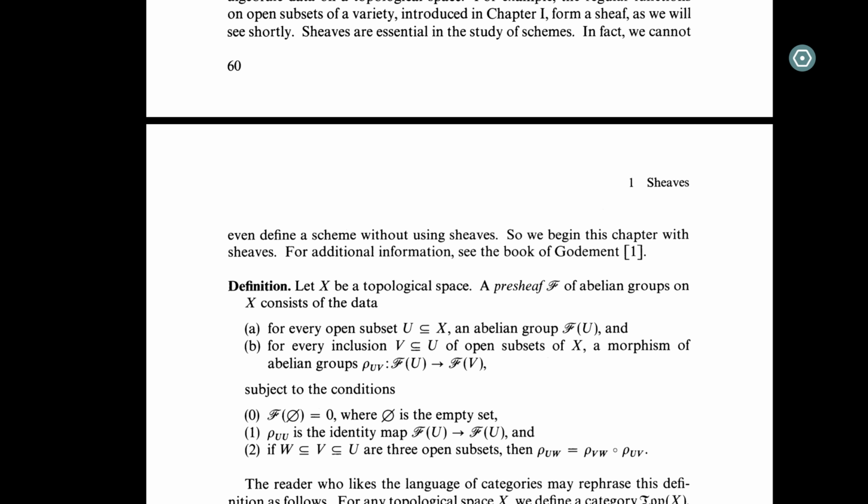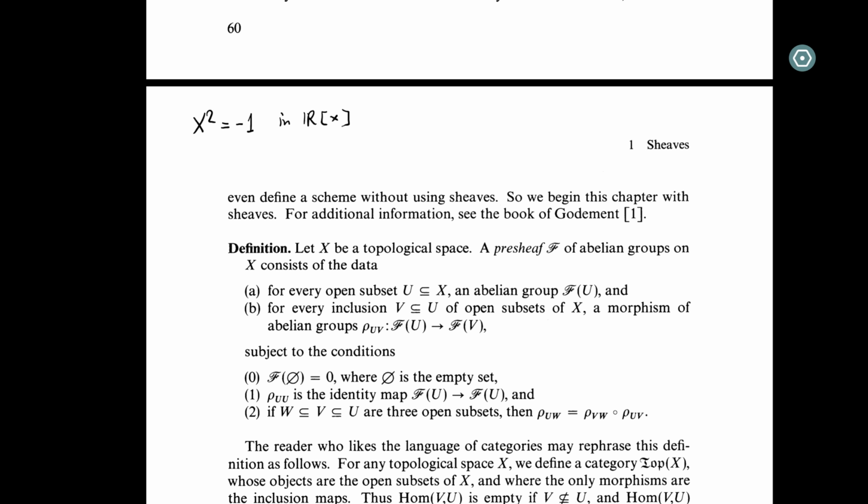For example, if you say x squared equals -1, if you consider it in this coordinate ring, this will give you just the empty set. You see the problem here.